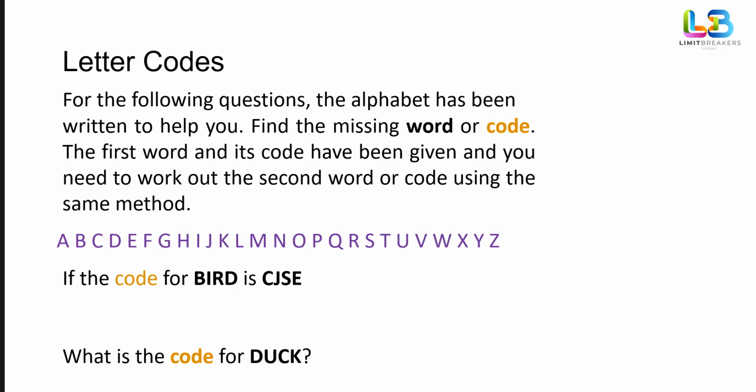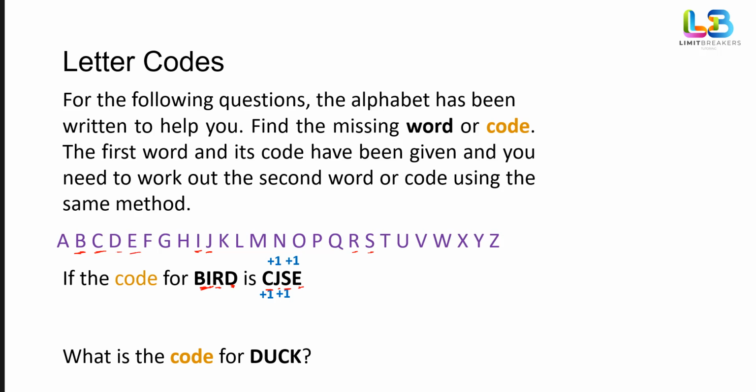To do this question, we have to work out the rule that turns bird into CSSE. So, going from B to C, we are adding 1. From I to J, we're also adding 1. From R to S, we're adding 1. And from D to E, we're also adding 1. So the rule that converts bird, which is a word, to code, CSSE, is to add 1 to each letter.